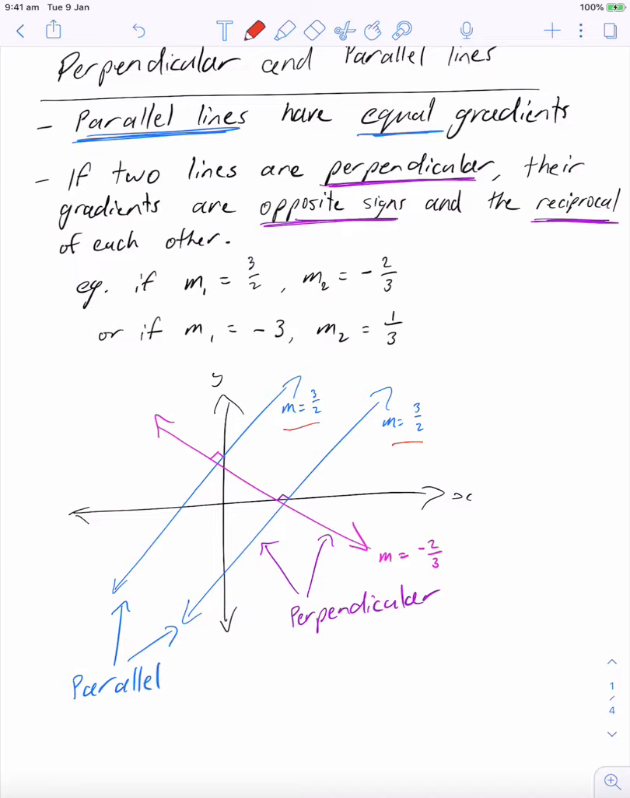And so we can easily identify whether two lines are parallel because they have the same gradient, or if we're trying to find a line that is parallel to something else, we just make it have the same gradient.